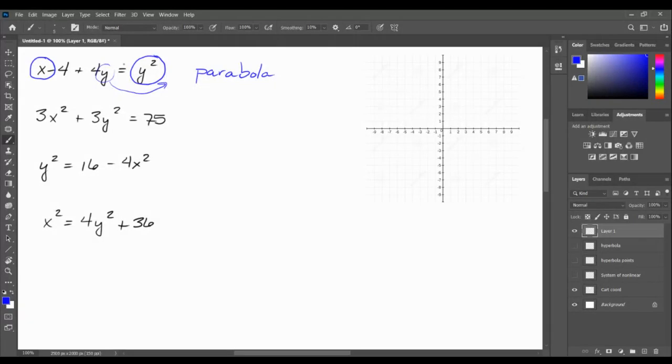And because y is squared, it is opening left or right, not up or down. And this one's probably opening to the right, but we would have to go ahead and do the math to prove that to ourselves. So I don't need this right now.